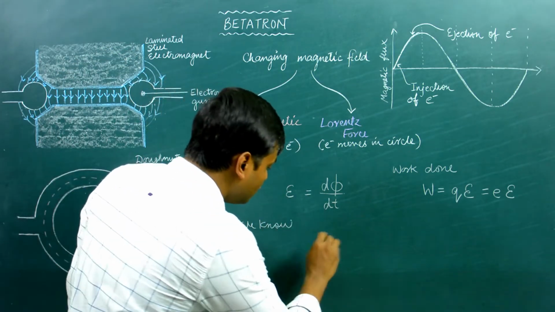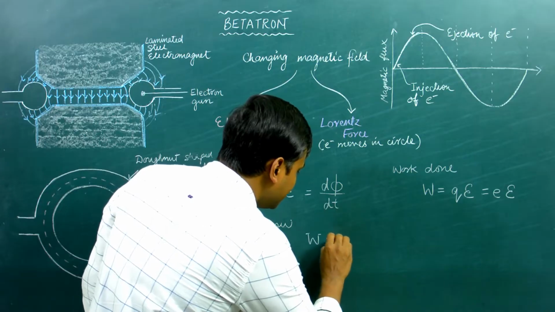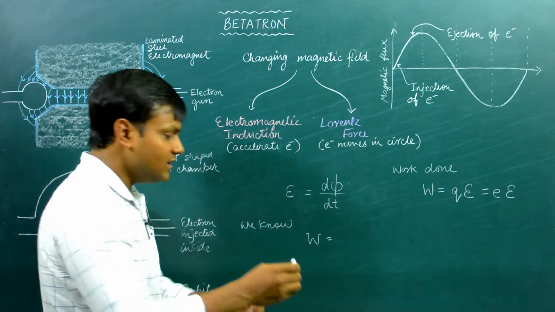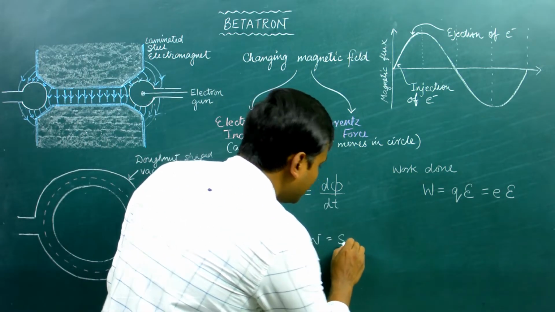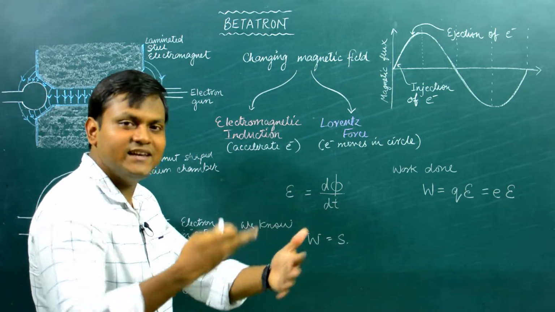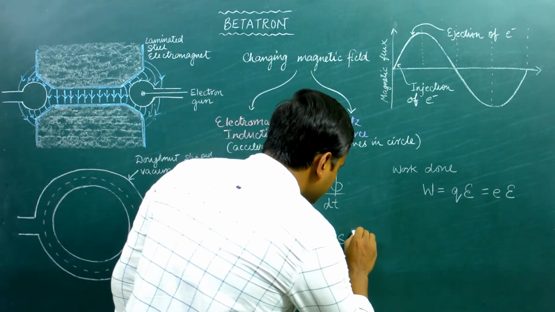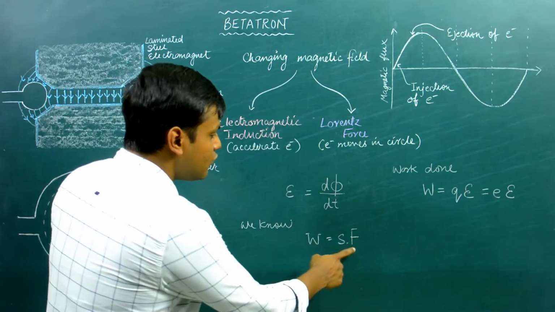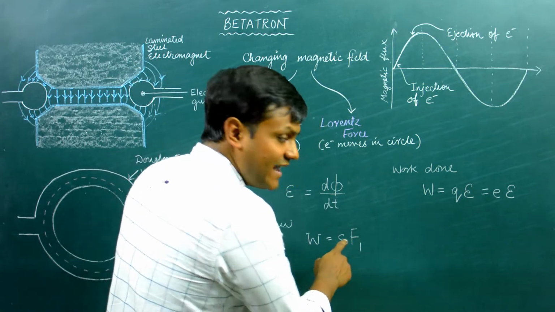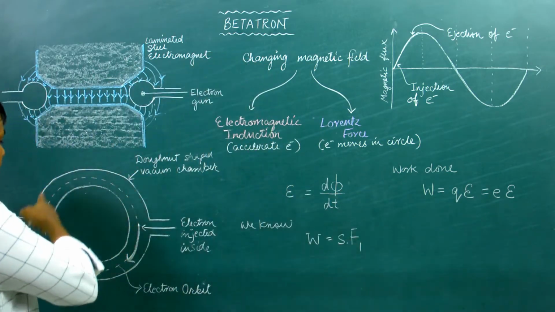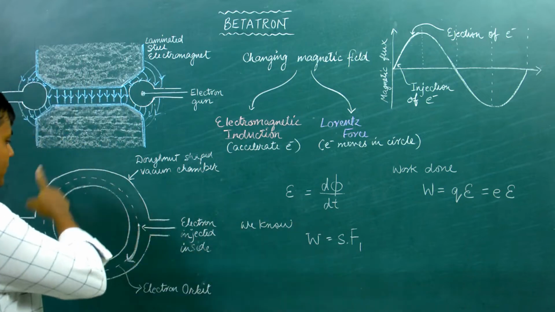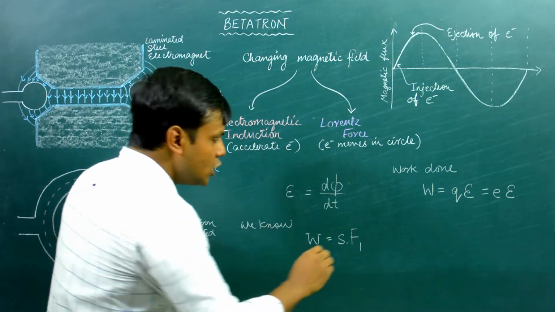We know that work done is nothing but distance traveled by a particle, let's suppose S, multiplied by the force which is basically creating this kind of a motion. Alright, so let's suppose this force that we are talking about is F1, and S is the distance associated with one revolution. So what is the distance associated with one revolution?